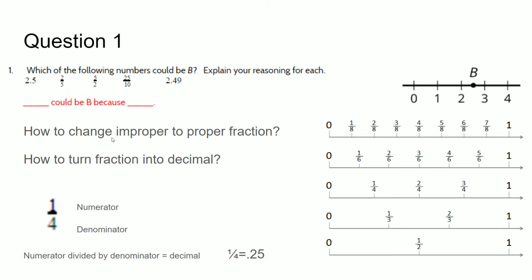All right, so here's question 1. Question 1 says, which of the following numbers could be B? Explain your reasoning for each. Here's your sentence stem you can use. Blank could be B because, and you can explain your answer.